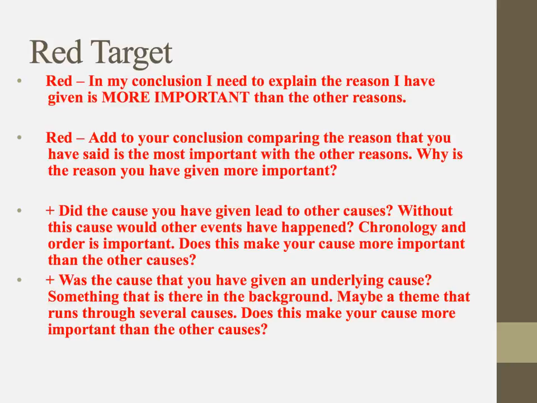So again, you can look at chronology and step by step, okay? Or you could look at something that's an underlying cause, that's there in the background, a theme that runs through several causes. Does this make your cause more important? So again, this argument between who's in charge, is that the real reason why he had to be whipped? Because the king wants to be completely in charge. Becket won't let him be completely in charge because he wants to keep the church separate, really, and answerable to the Pope in Rome. And then, is it this idea that Henry has to give some of the power back by agreeing to be whipped, to show that actually the Pope's support is important?